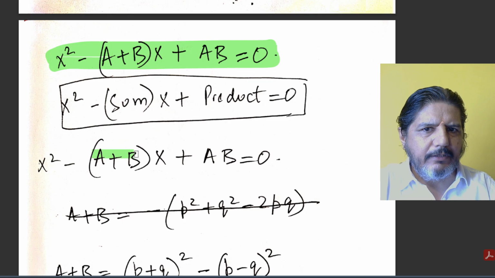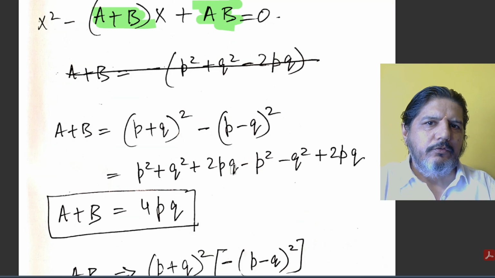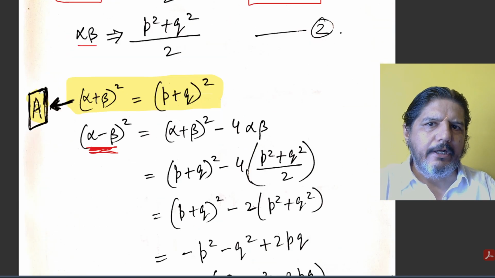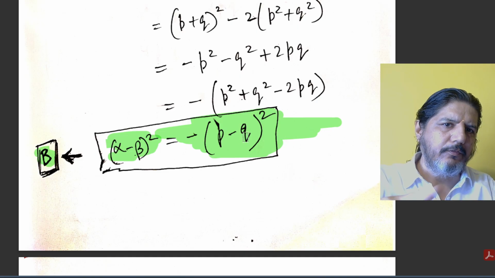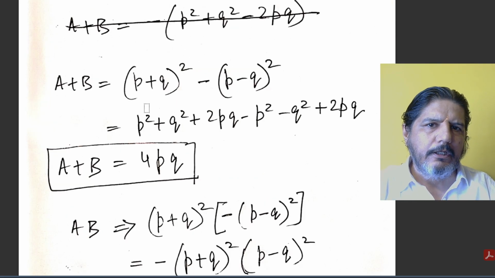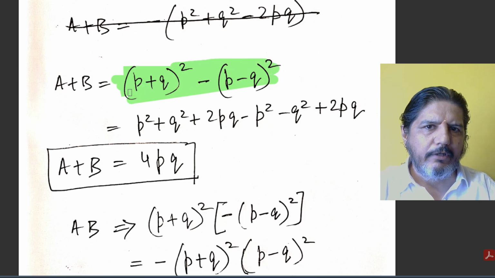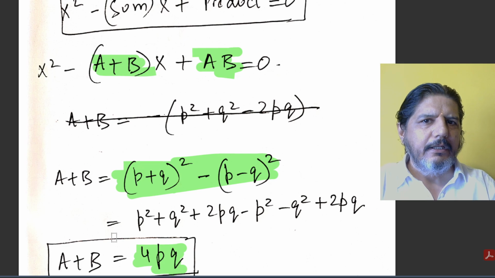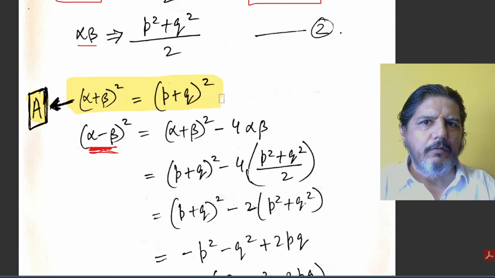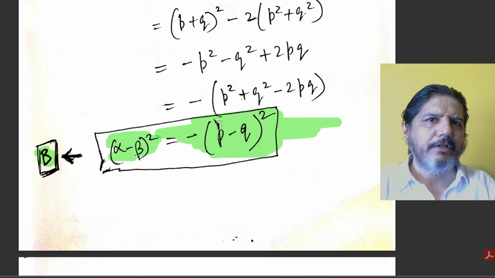So basically I have to find the value of A plus B now, and the value of AB now. So A plus B is p plus q whole square minus p minus q whole square. If you calculate this, you will have to use the expansion of a plus b whole square and a minus b whole square, and finally you will find the value of A plus B as 4pq. And A into B would be this value of A multiplied by this value of B.